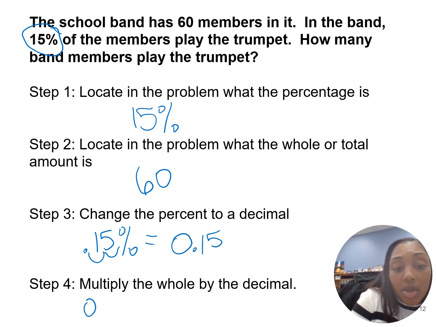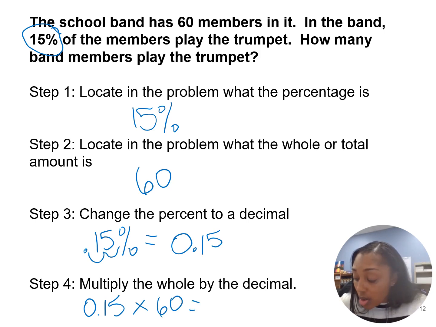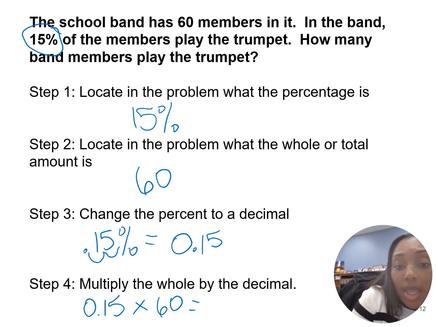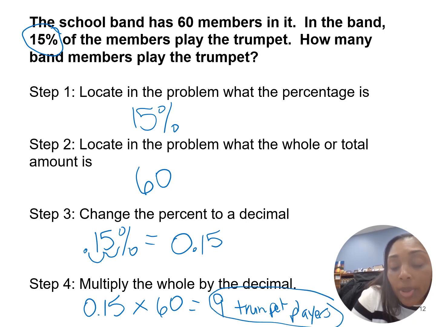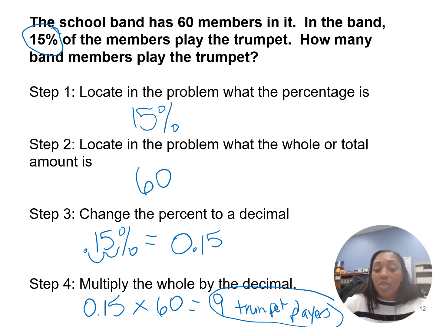And so now I'm going to take 0.15 and multiply it by my total, 60. I'll do that in my calculator. And that gives me 9. So in this band, we have 9 trumpet players. 9 people play the trumpet. And if we think about 60 people total, it makes sense that only about 9, a small piece, a small portion, play the trumpet. All right, next.